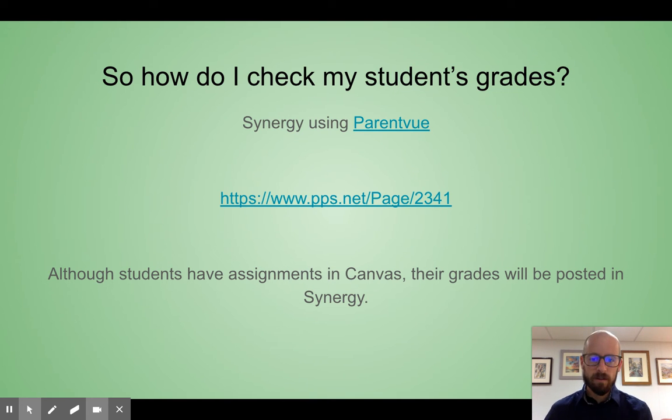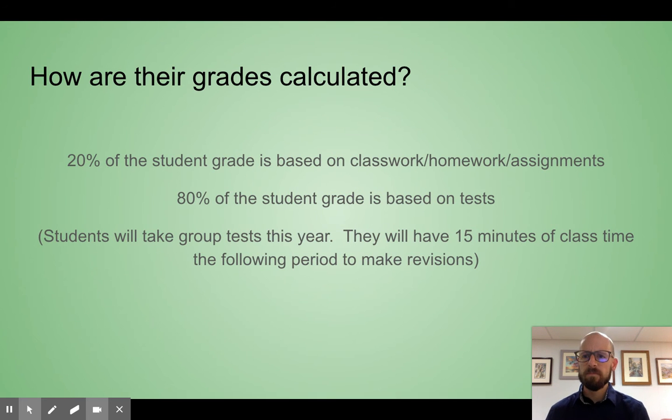There will be assignments and quizzes and things in Canvas that might have a number attached to it, but ultimately the grades that are going to count and the ones that you want to check are in Synergy. I'm pretty good about posting them in a timely manner. Some feedback for students will come through Canvas still, but the numerical value for their grade will always be in Synergy. So how are the grades calculated?